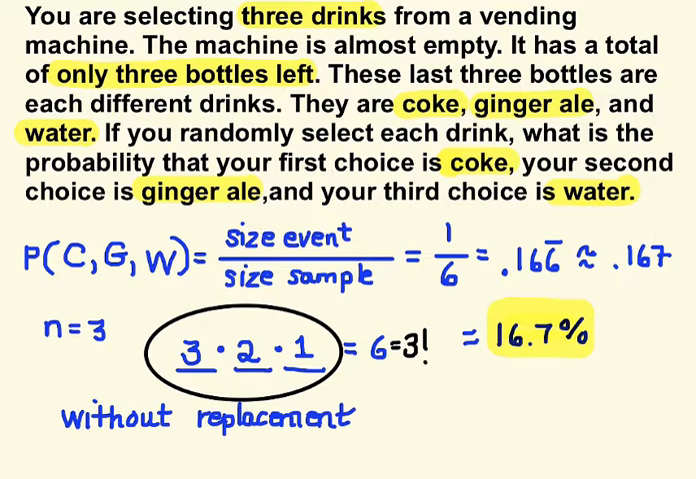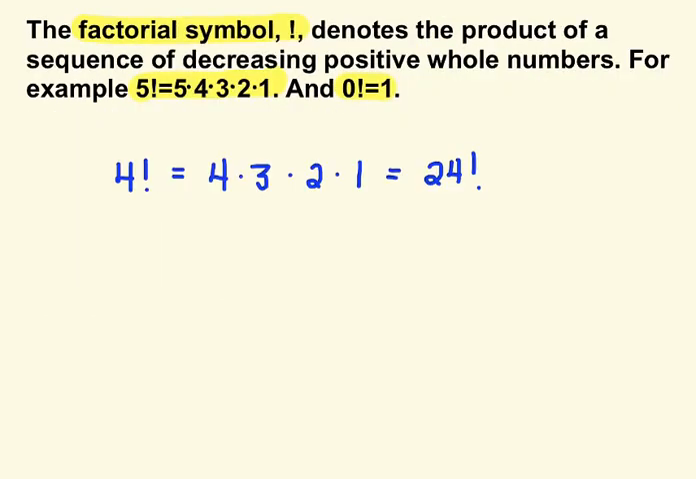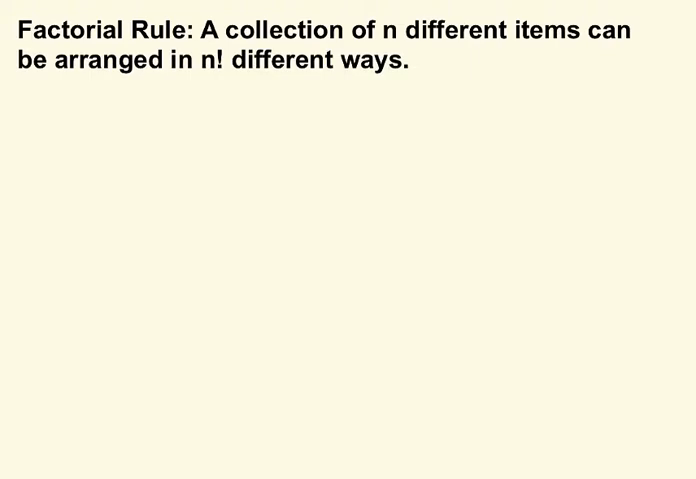Number of possible sequences, not a combination, but the number of possible ways or orders in which we can select 3 things. The factorial rule says the following: a collection of n different items can be arranged in n factorial different ways. Again, this is without replacement.